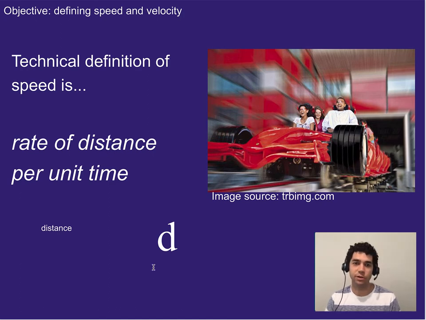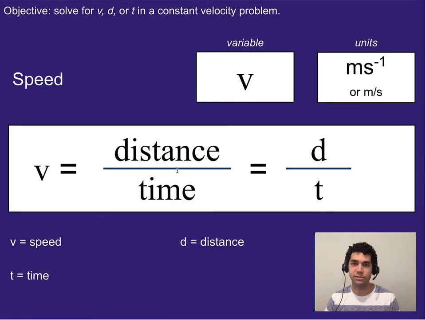And so what we're going to look at is the rate of distance per means a fraction bar or division symbol, and then time. And that's the definition and therefore the equation of speed. So here our equation that we're looking at is simply just distance divided by time. The variable that we're going to use for speed is a lowercase v, not a capital V. We'll use that for something else. And it'll actually end up being the same variable we use for velocity as well, but more on that later.